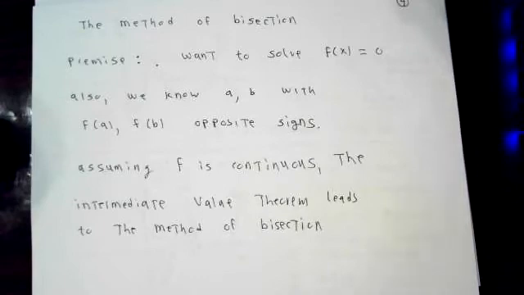In the method of bisection, we make the further assumption that f is not only continuous on the interval from a to b, but f of a and f of b have opposite signs. If I have that situation, and I know the intermediate value theorem, this leads us directly to what we're going to call the method of bisection. Also, later, the method of false position.